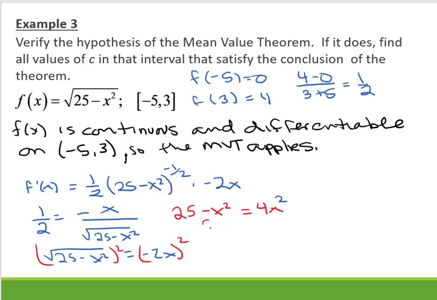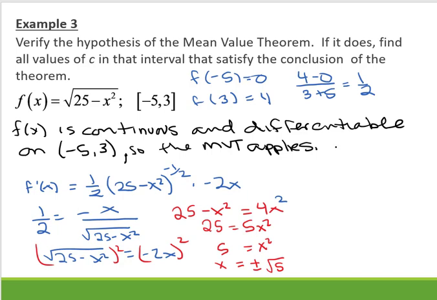Haha, there we go. If you do your algebra right, my calculus teacher always used to say it's the algebra that kills me. Mean value theorem applies. And the value, so that's verifying the hypothesis, I should say. And then I don't need to write any more. I showed my work, and those are my values.